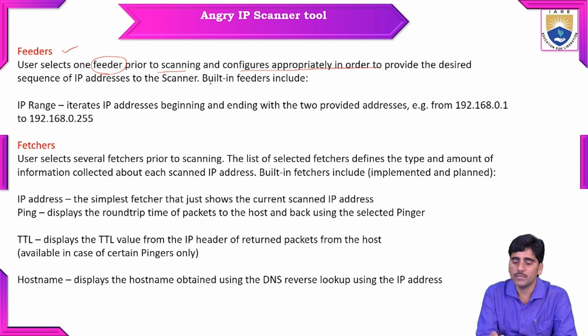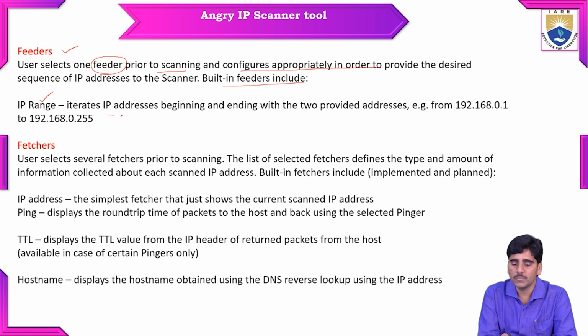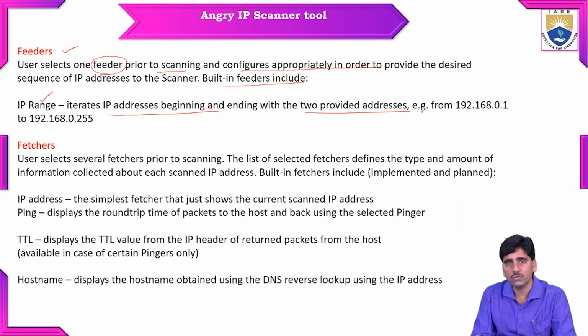Some built-in feeders include IP range, specific IP or static IP, or only one single IP. Those are nothing but feeders. We have to select any of the feeders to begin scanning. Here I am selecting IP range as one feeder. It iterates IP addresses beginning and ending with two provided addresses. For example, this is the range of IP addresses feeder.